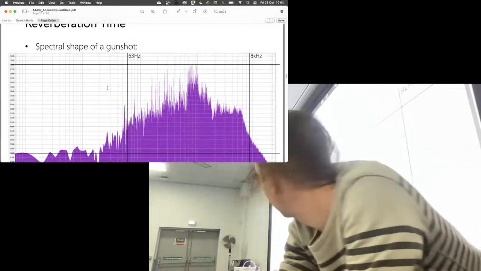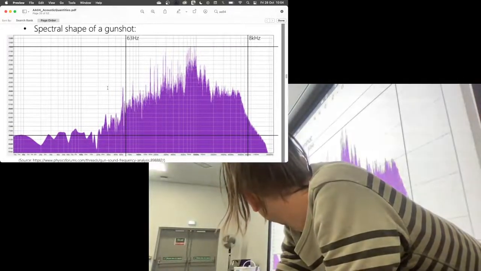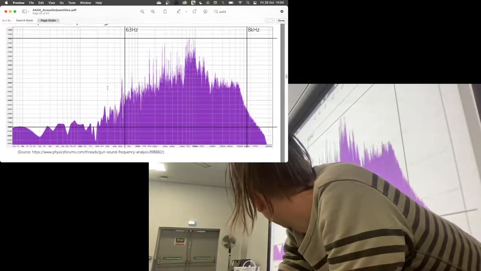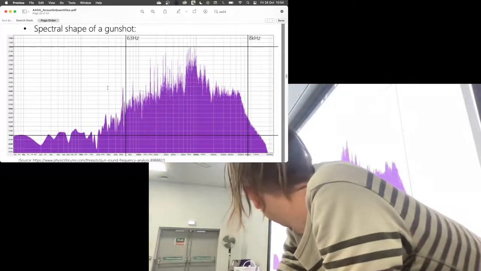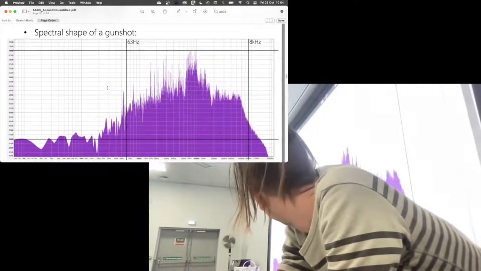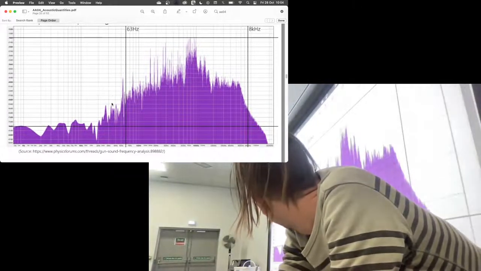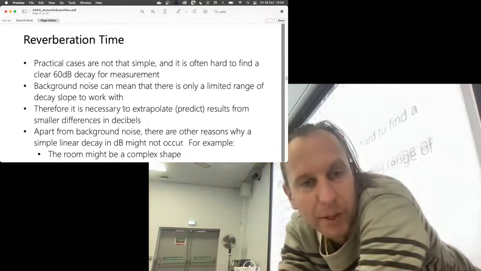I introduced the impulse response already. Here's the spectral shape of a gunshot. I didn't bring in the clapper. I don't have guns yet. I probably could get some for the acoustics here. But in any case, I'll skip that. It's kind of misplaced anyway.